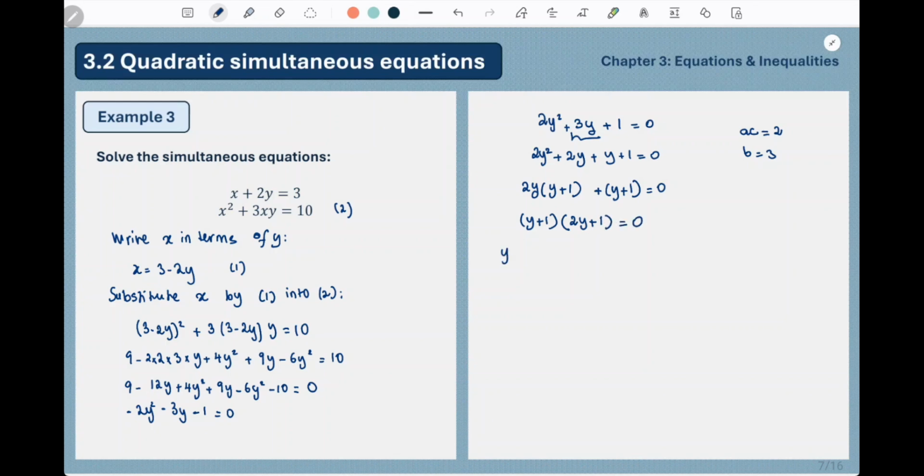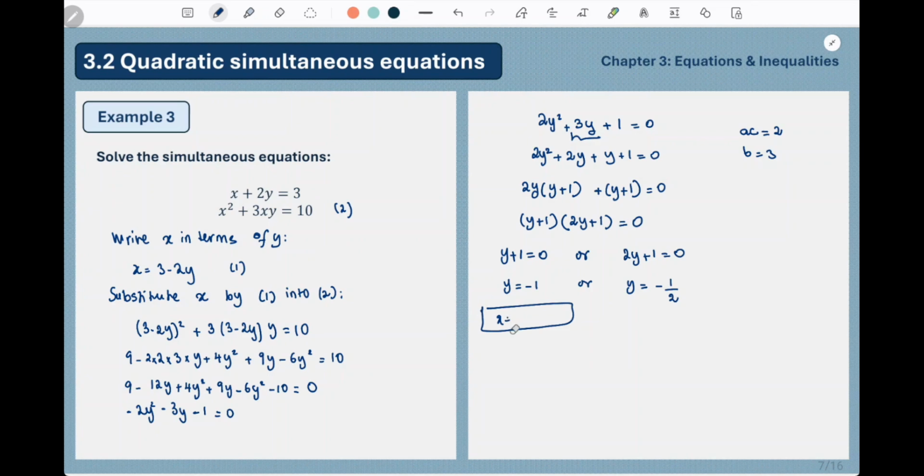So either 2y plus 1 equals 0, or y plus 1 equals 0, which is y equals minus 1, or y equals minus 1 over 2. Okay? So now that we found values of y, we're not done yet. We have to find the respective values for x. So for y equals minus 1, I think it's much easier to use this equation here, x plus 2y equals 3. So I'm going to use that one.